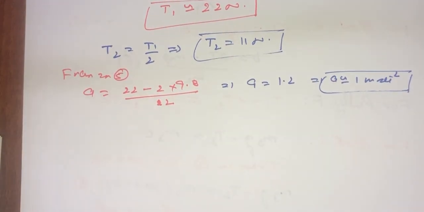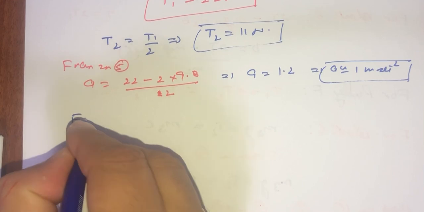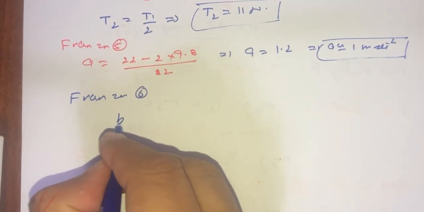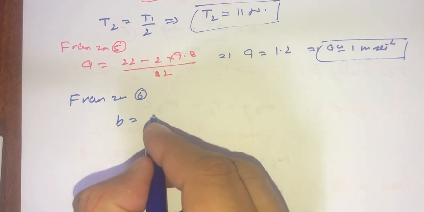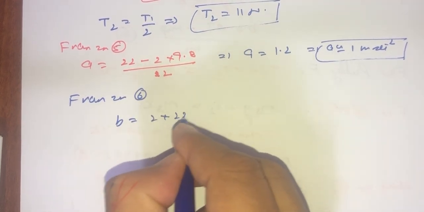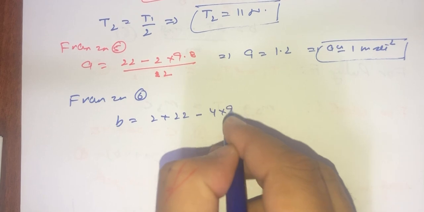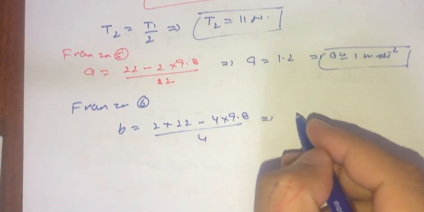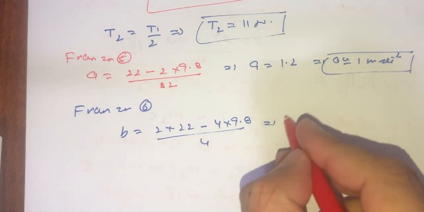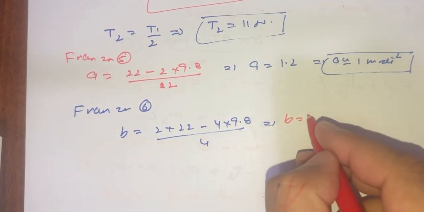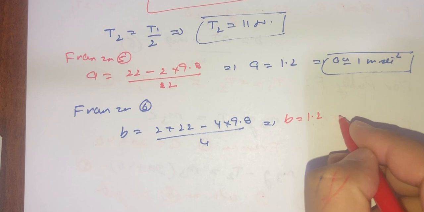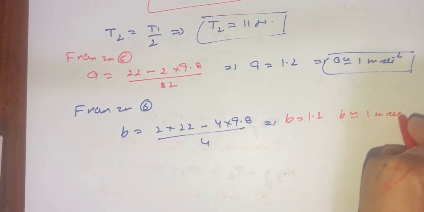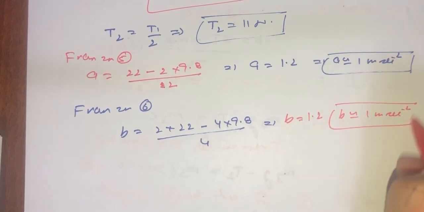Now from equation 6, we have B, and B is equal to 2 into 22 minus 4 into 9.8 divided by 4. So this gives us B is equal to 1.2, and B can be approximately equal to, once again, 1 meter per second square.